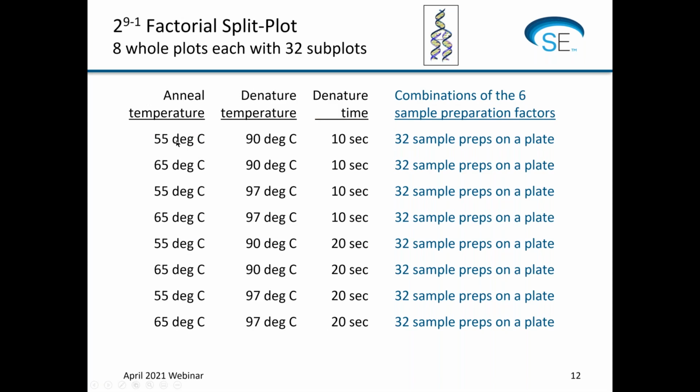Okay, so we're going to have 8 combinations of the thermal cycle factors, and that's just laid out here. That's a full factorial 2 to the third. Now, on each one of those, we're going to put a plate in there and run it under those conditions, and that plate's going to have 32 units for the subplot factors.